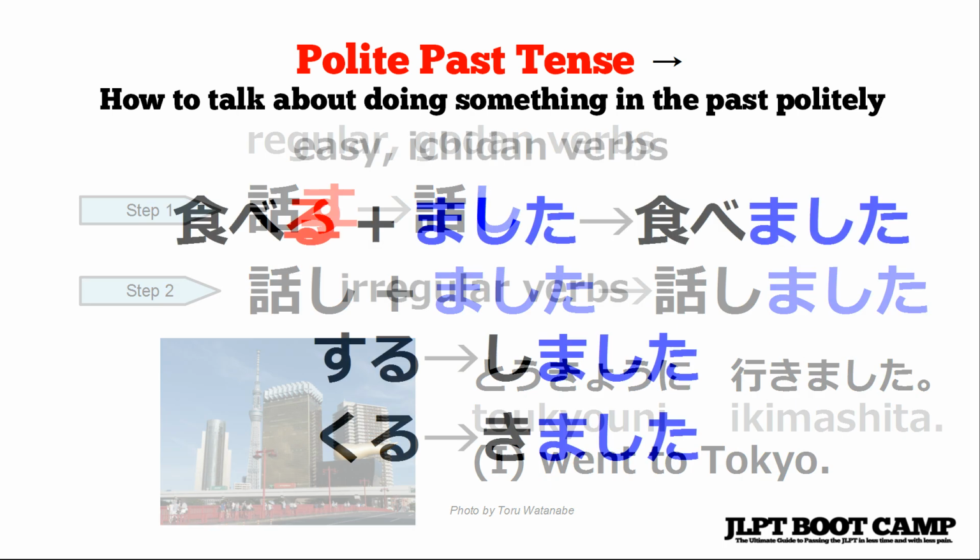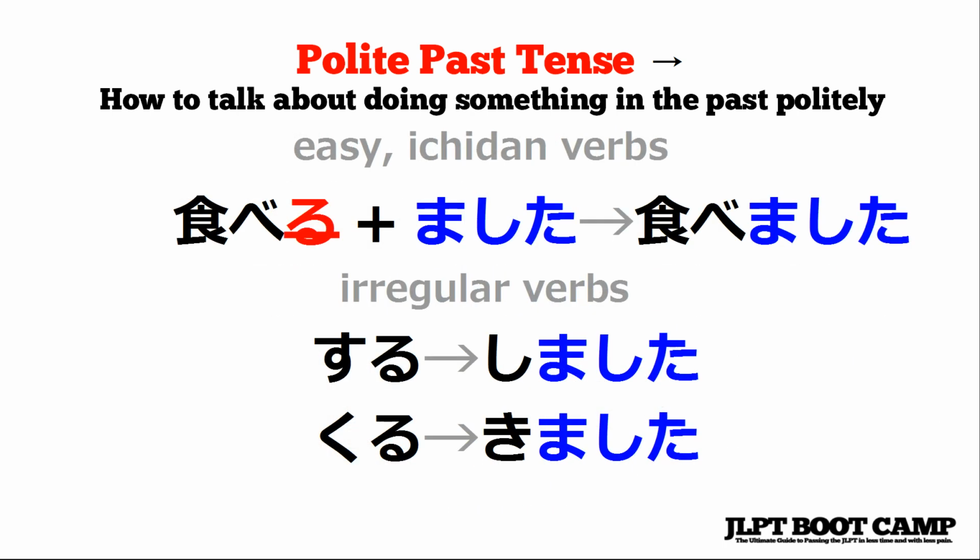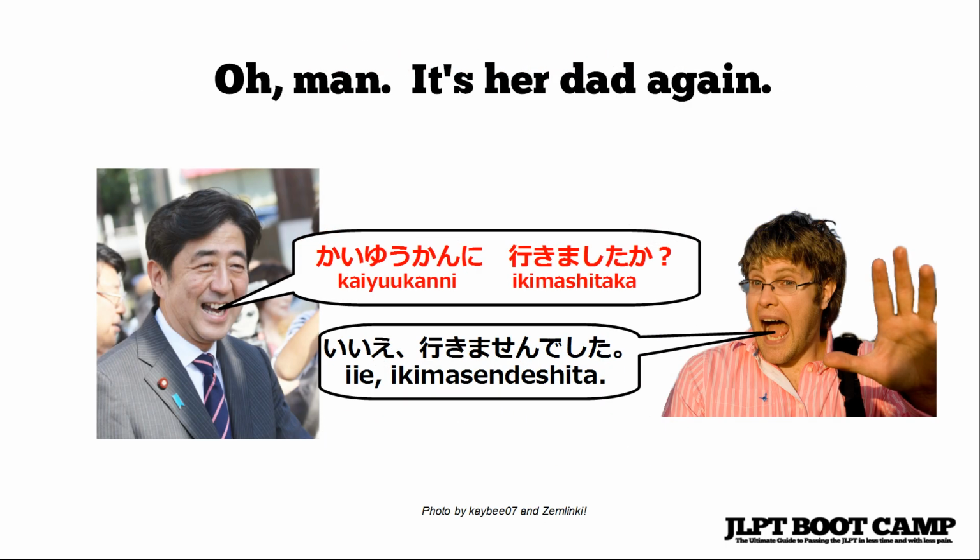And then for ichidan verbs, again, these are the easy ones. You just chop off ru and add mashita. So you'd have tabemashita. And irregulars, suru becomes shimashita, kuru becomes kimashita. Pretty simple, pretty straightforward, actually. And her dad has one final question for you. Kaiyukan ni ikimashita ka? Did you go to the Kaiyukan?